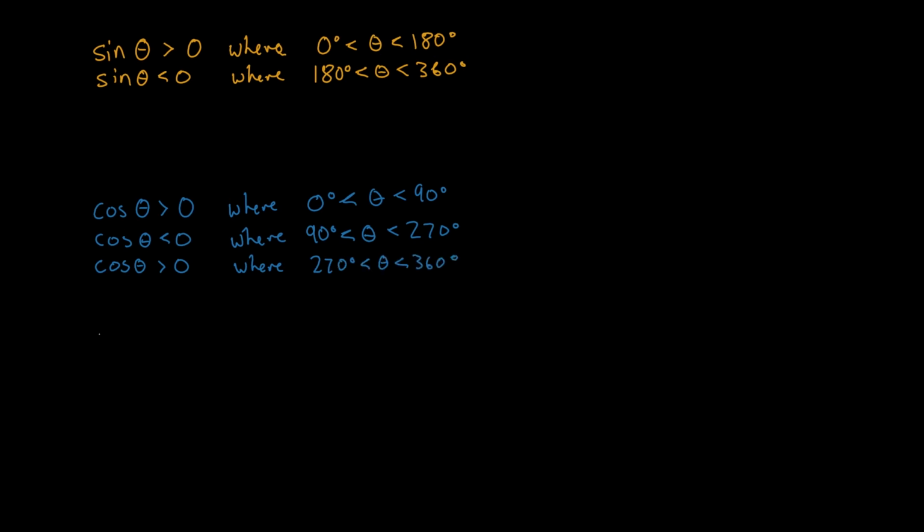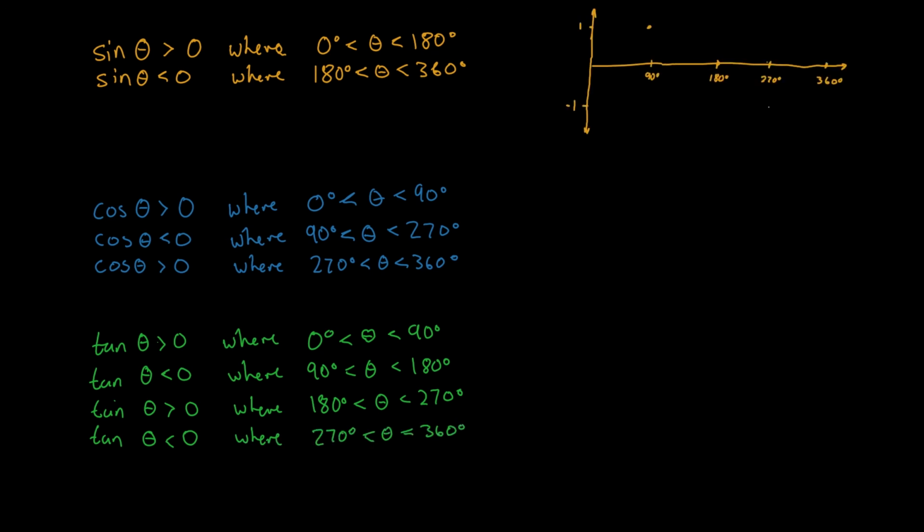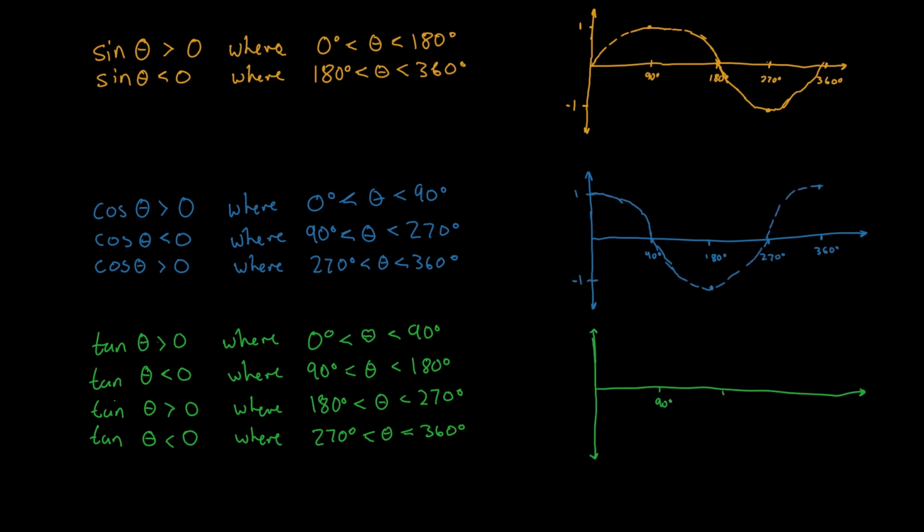And we can also say that the tangent of theta is greater than 0 between 0 and 90 degrees, less than 0 between 90 and 180 degrees, greater than 0 between 180 degrees and 270 degrees, and less than 0 between 270 and 360 degrees. This actually relates very well to the sine, cosine, and tangent functions. You can see that on their graphs, the functions are positive and negative where it should be.